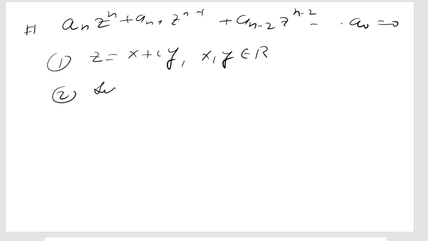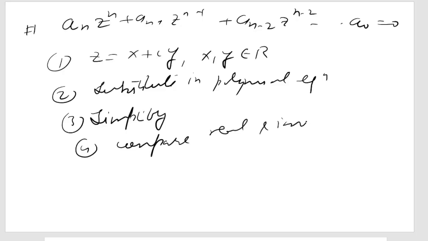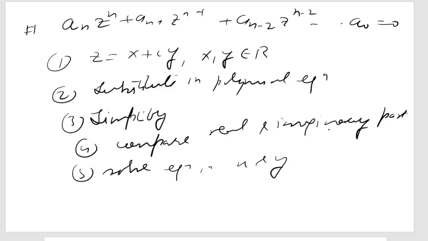Second step, substitute this in the polynomial equation. Third, we simplify it. Fourth, we compare the real and imaginary parts, then solve the equations in x and y. We get the equations in x and y, solve them, and we get x and y. x and y is nothing but the solution.